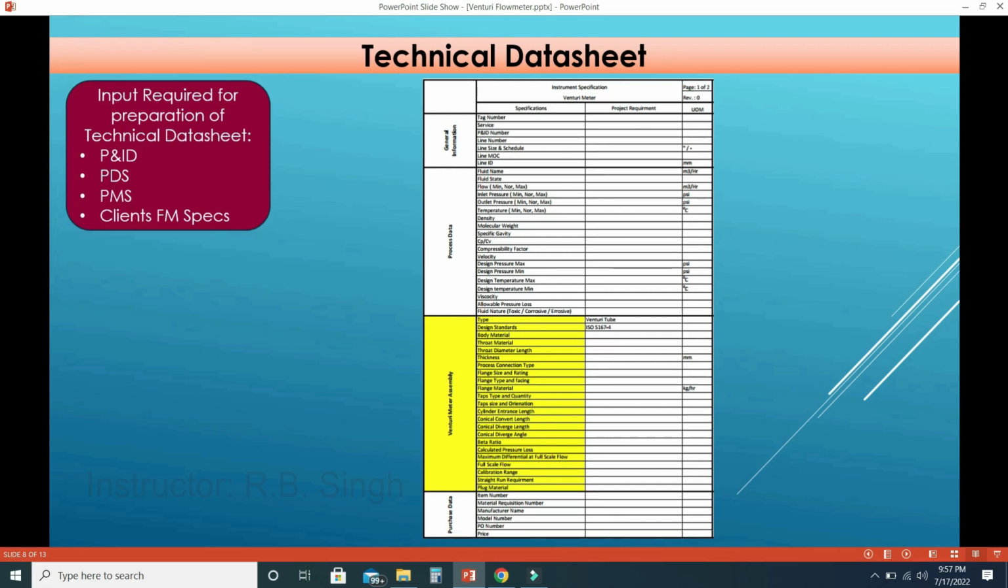Straight length requirement, we can fill minimum as per the ISO standard, and we can wait for the vendor information. Once vendor information is received, then we can update the data sheets. And plug material, for spare tapping, wherever we use the plug, that should be SS material. And some purchase data, like PO number, model number, manufacturer name, as per the available details we can fill this data.